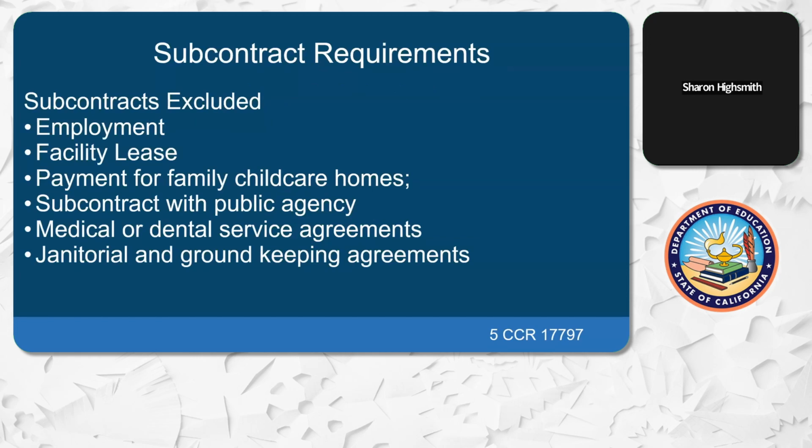Listed here are the types of subcontractors that are excluded from bidding and approval requirements. Employment contracts, for example, an executive director typically has a separate employment contract and is not subject to bidding approvals. Lease, facility lease, payment for family childcare homes, subcontracts with public agencies, medical or dental service agreements, and janitorial or groundskeeping agreements.